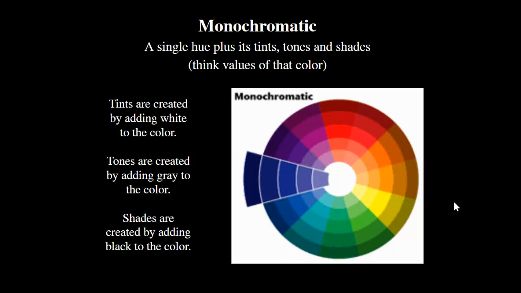Tones, adding gray, can often mute a color a little bit. So if it's very vibrant and you add a little bit of gray, you can mute it a little bit, like get a navy or something like that.